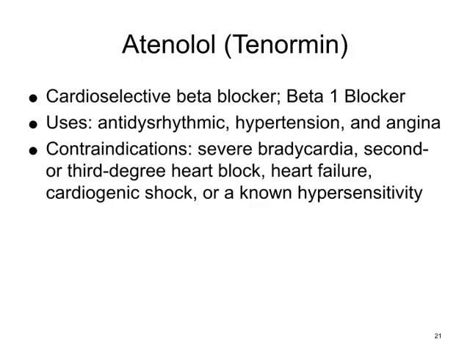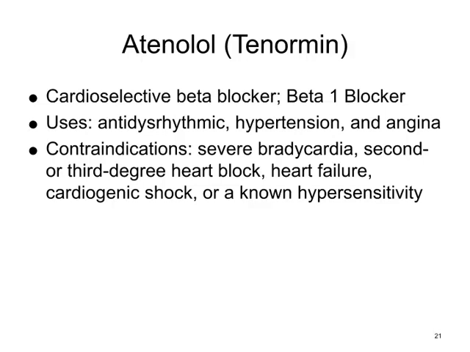So atenolol is going to be one of our exemplars. So this blocks beta 1 more than beta 2, so it's cardioselective, which is good. Remember, beta 1 is in the heart, beta 2 in the lungs. So it's used for more than dysrhythmia. We use it for hypertension and angina, so this one showed up in our angina lecture.